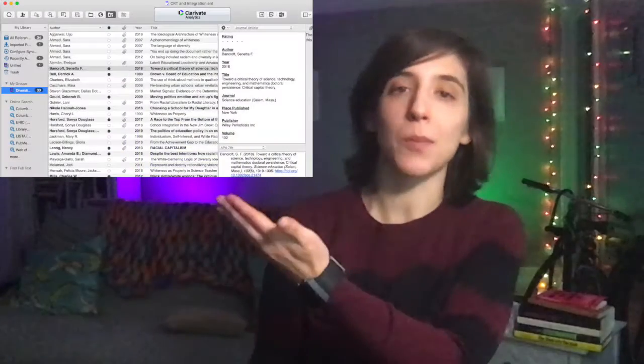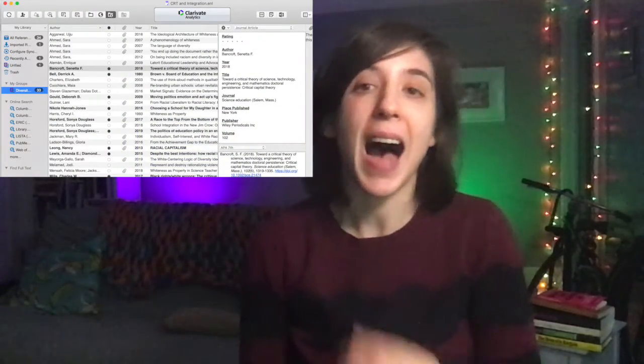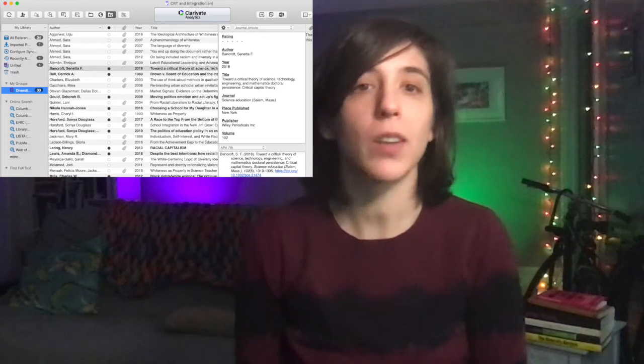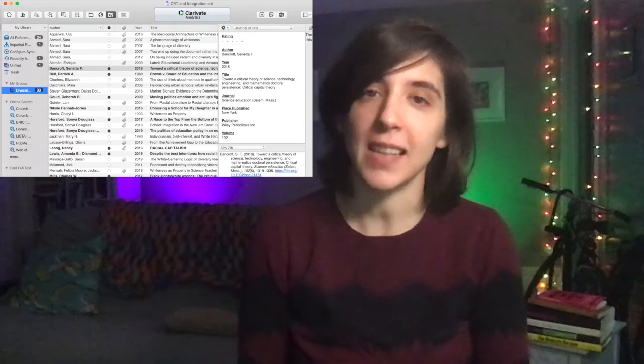So, this is what EndNote looks like. I'm showing you my EndNote library about critical race theory and integration. Citations in EndNote are stored in libraries, and you can have different libraries for different projects, or for each of your classes, or really in any structure you'd like. It shows you all the citation information, like author, year, and article title.